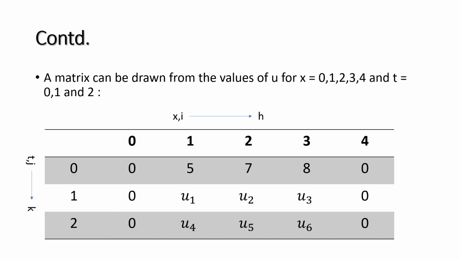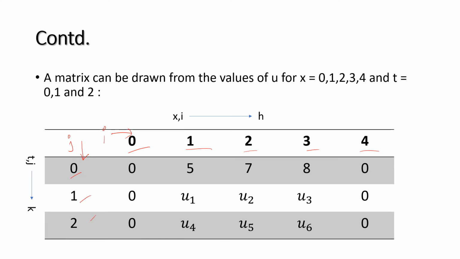First thing is you have to create this matrix. This is the first step. This is your j, this side, and this is your i, this side. So we have to find the temperature at i is equal to 0, 1, 2, 3, and 4, and at time scale t is equal to 0, 1, and 2.